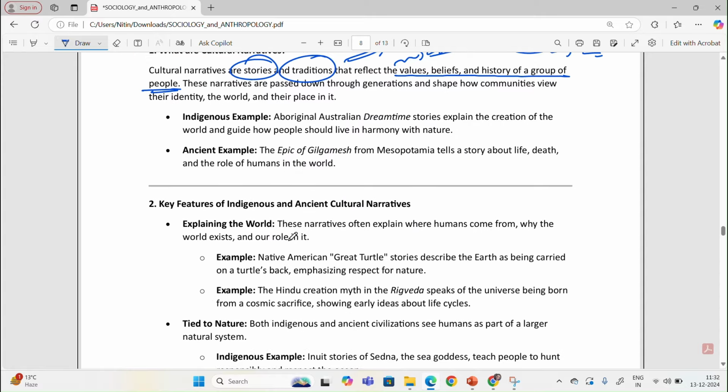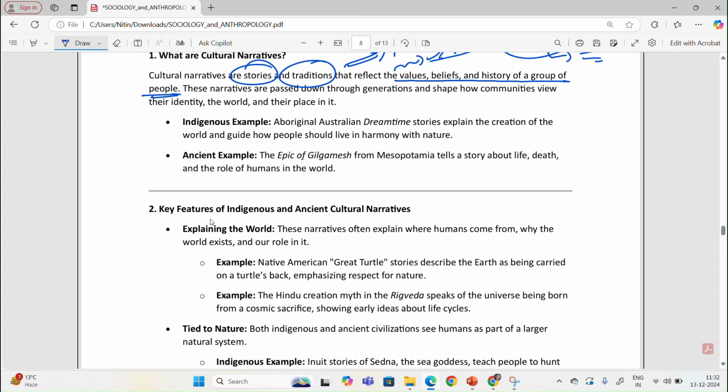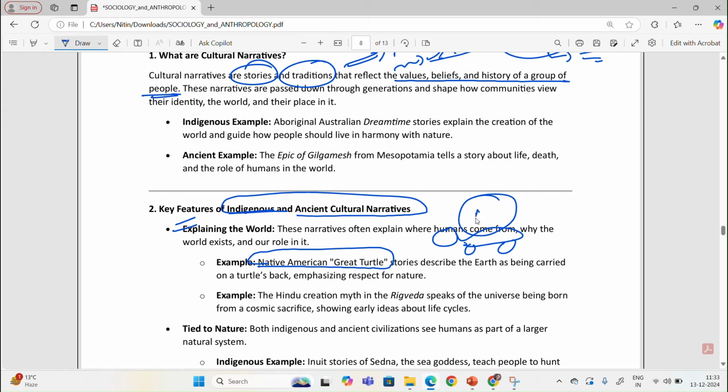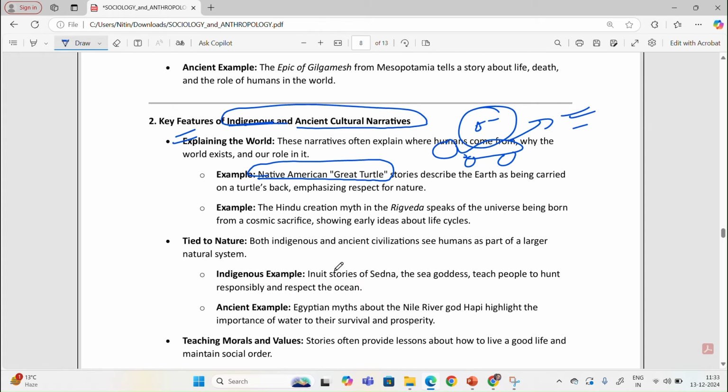So there are certain examples of how indigenous and ancient cultures explain the world. For example, Native Americans have the concept of the great turtle, that there is a huge turtle and the earth is on its back. This is there in Hindu and Indian mythology as well. Or in the Rig Veda, we speak about the universe being born out of cosmic sacrifice. That's why the concept of sacrifice is very important in our culture. So these things are narratives.